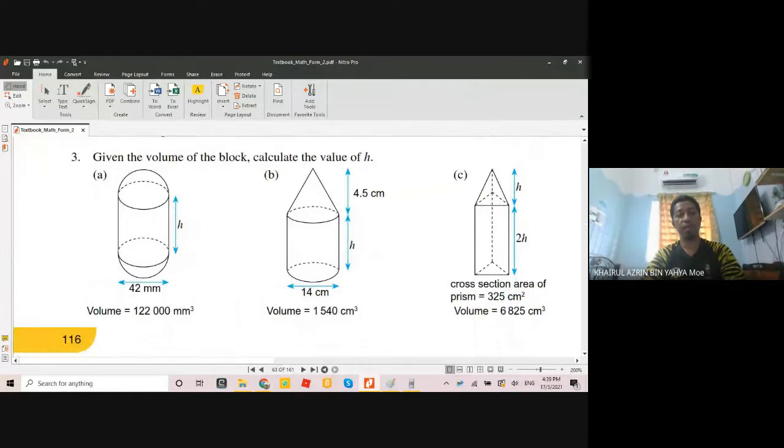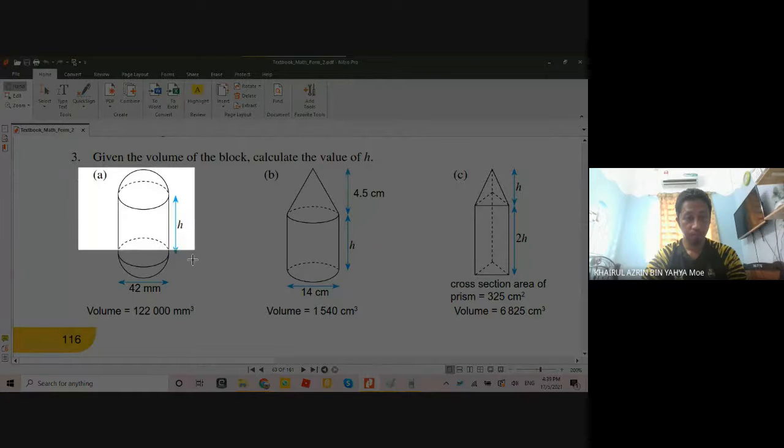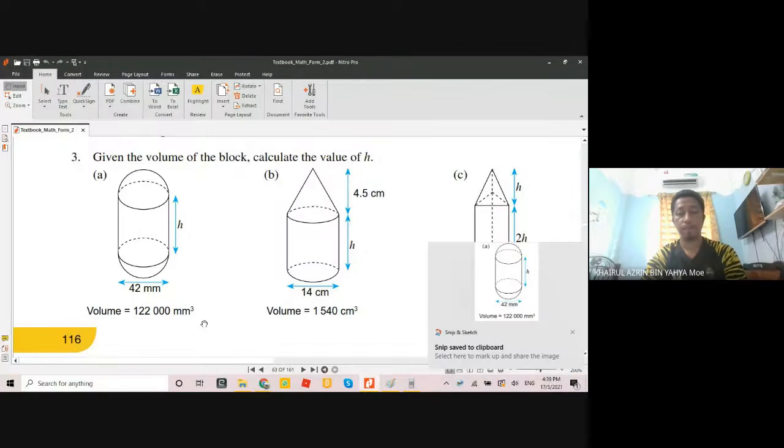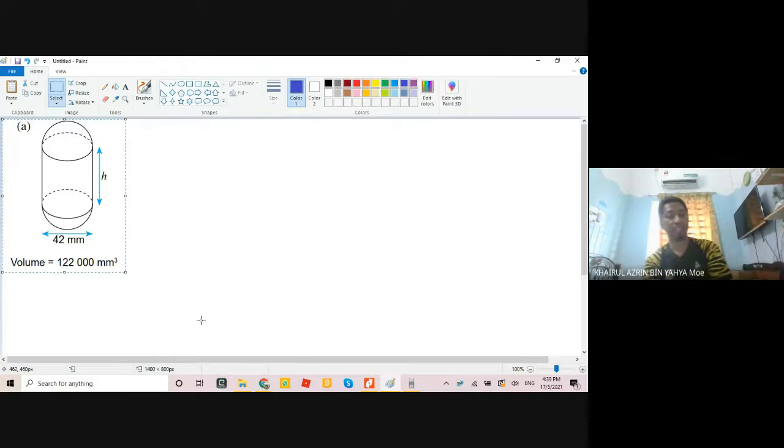Okay, I want to do this question. Question number 3. Given the volume of the block, calculate the value of h. Now we are given the volume, but we want to find the h, the height. Okay, so let me copy this one. So we want to find the h, the height. Okay, so how do you want to find the volume?